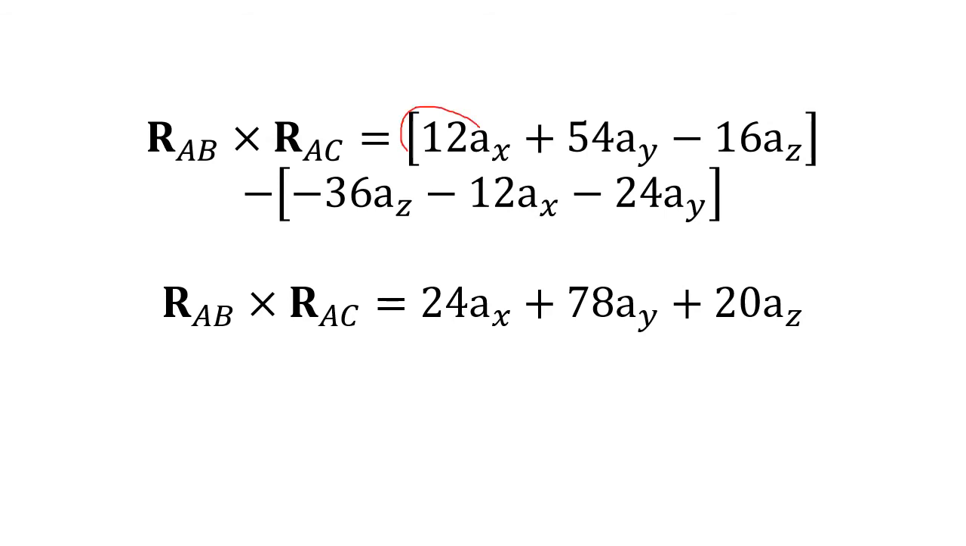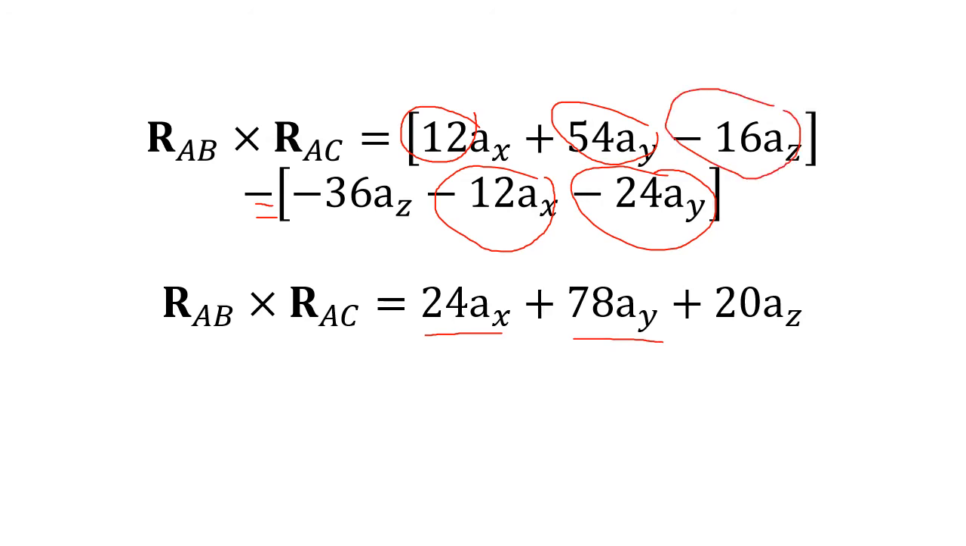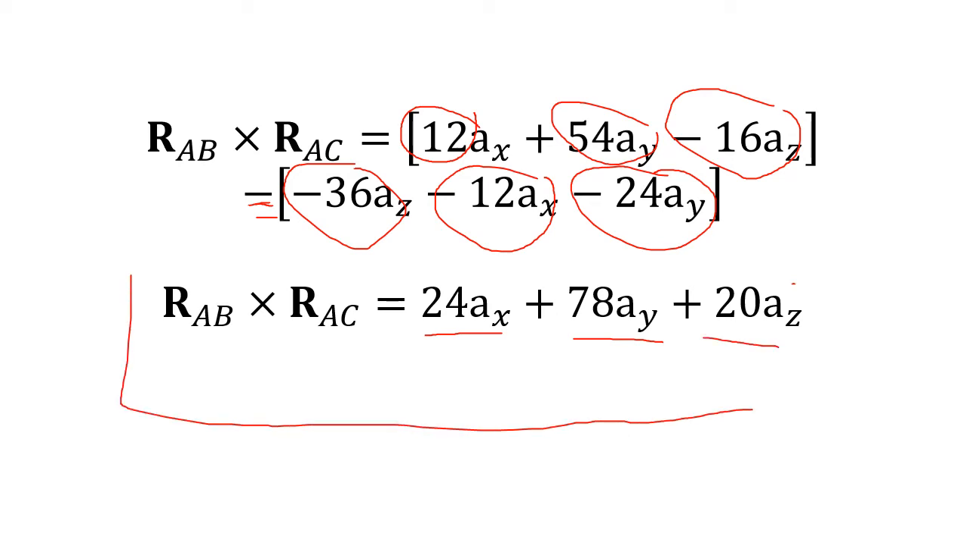So, we have here positive 12ax minus negative 12ax. Ang makukuha natin is positive 24ax. 54ay minus negative 24ay is positive 78ay. Lastly, negative 16az minus negative 36az is positive 20az. Ito na po yung ating cross product.